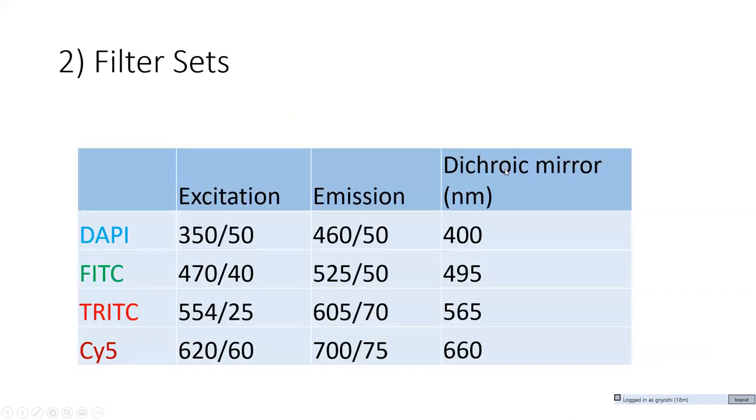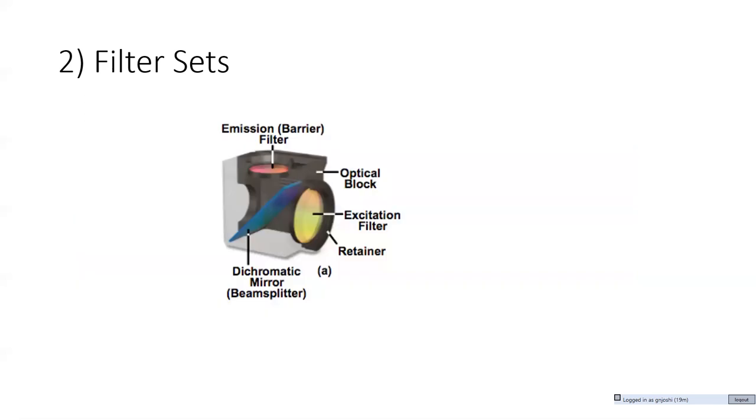So at the moment, the filter sets that we have are DAPI, FITC, TRITC, and Cy5. These are very traditional fluorophores that people use, and there should not be any significant crosstalk when you use these fluorophores, okay? If you plan to use anything other than that, we will have to talk because we don't have those filter sets.